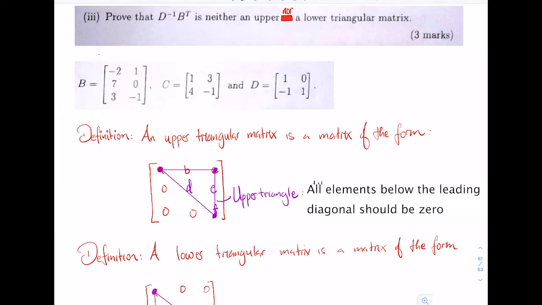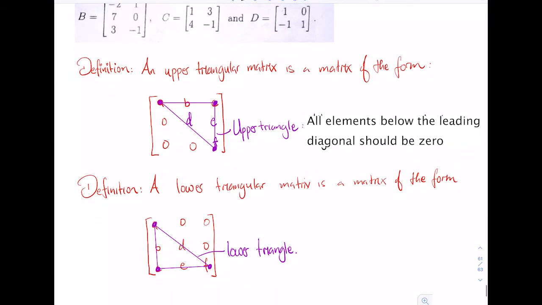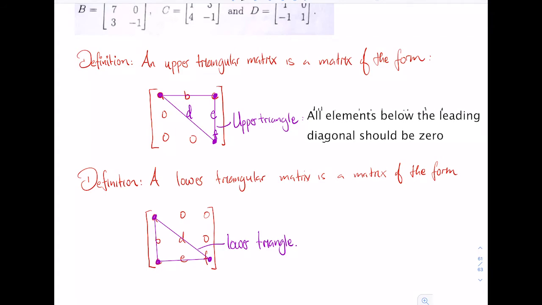So here we'll say all elements below the leading diagonal should be 0. Okay, so in order for a matrix to be upper triangular, all the elements below the leading diagonal should be 0. All right. Next, we look at the definition of a lower triangular matrix, right? And notice if we were paying close attention to what we were just examining on the upper triangular matrix, we'll notice that it is quite similar.